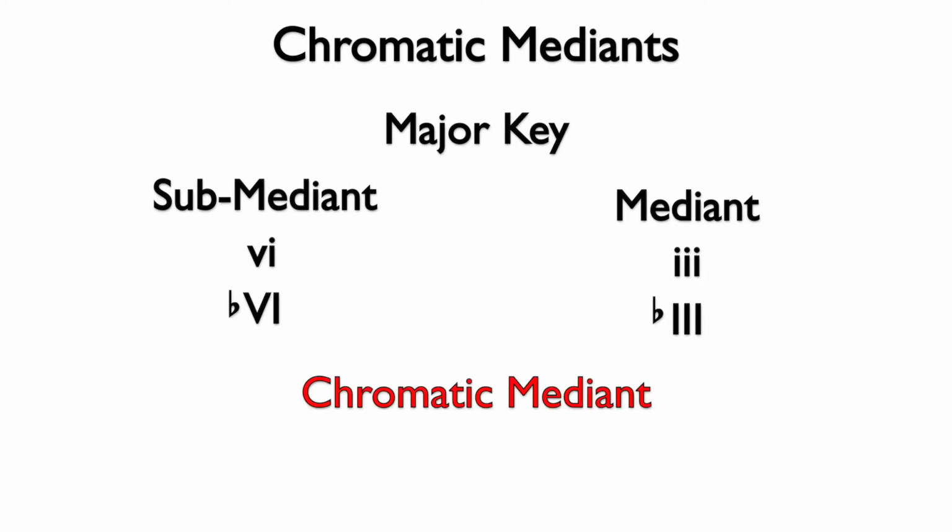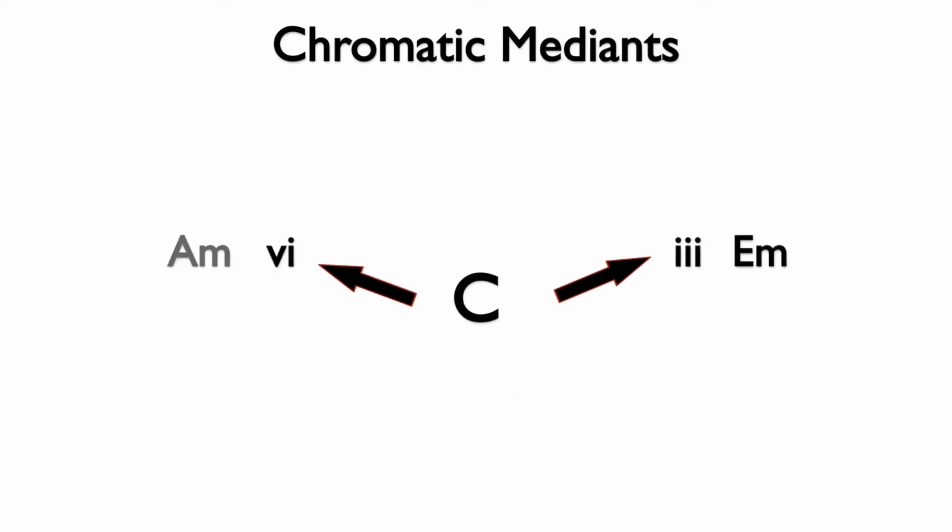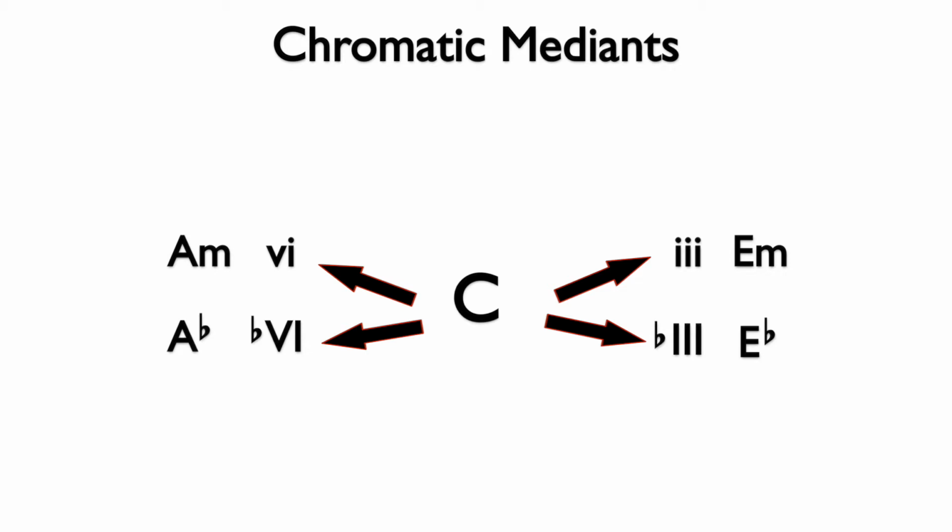The term chromatic mediant refers to the chromatic alteration of these basic chords. For example, 3 can be major, and flat 3 can be minor. 6 can be major, and flat 6 can be minor. In the key of C, 3 is E minor, and 6 is A minor. Flat 3 is E flat major, and flat 6 is A flat major.